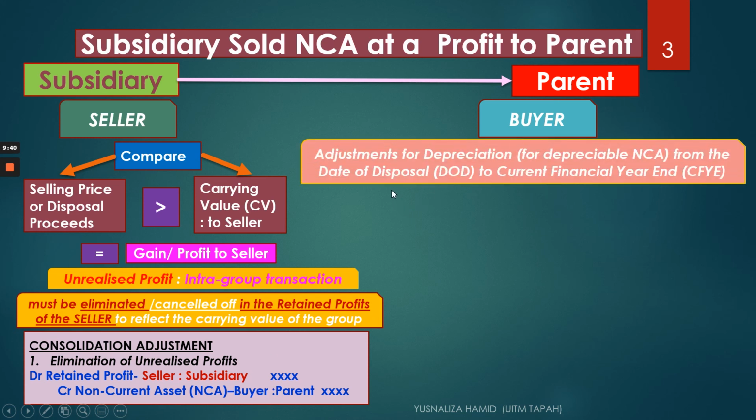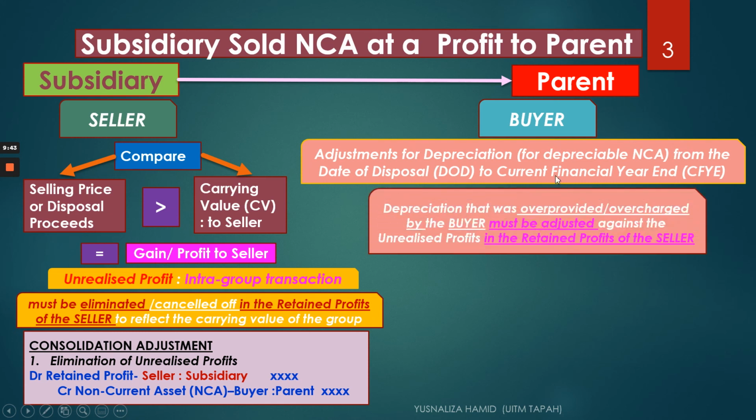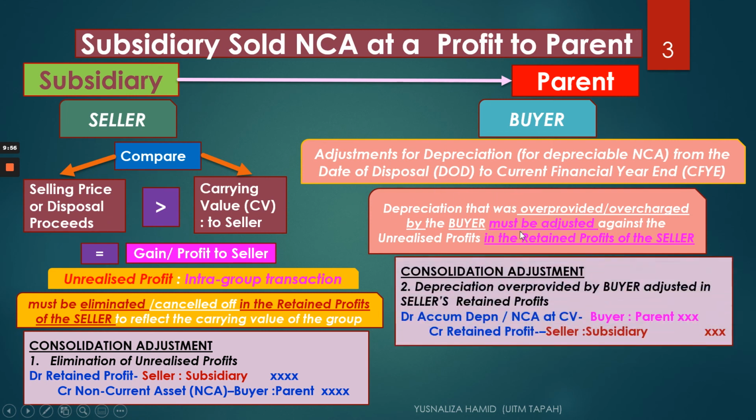The same thing as I mentioned earlier, an adjustment needs to be done for the depreciation, and here the buyer is the parent. So the depreciation that has been over provided by the buyer, based on the selling price, should now be adjusted against the unrealized profit in the retained profits of the seller. It is the buyer's depreciation that has been overprovided, but it is being adjusted in the retained profit of the seller. And this will be done in the schedule of the group reserve and the non-controlling interest before we can proceed to prepare the consolidated statement of financial position.